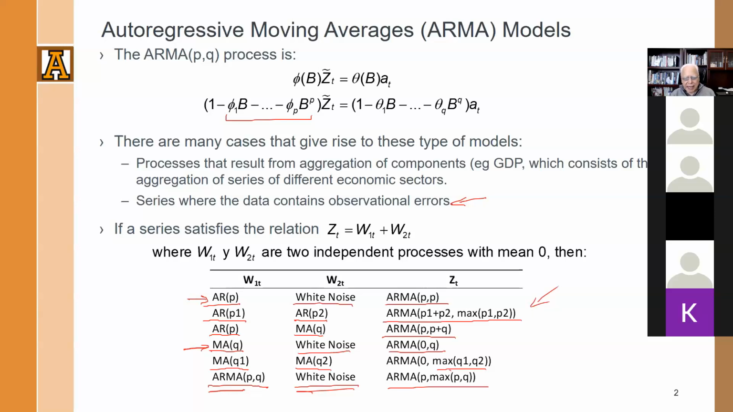The easiest case is when we have a moving average process and we add white noise, or when we have two moving average processes, because what we get is a moving average process. Of course, we will not dig into the proof of any of these statements, but if you look at them, it sort of makes sense given the properties of the autoregressive and the moving average processes.